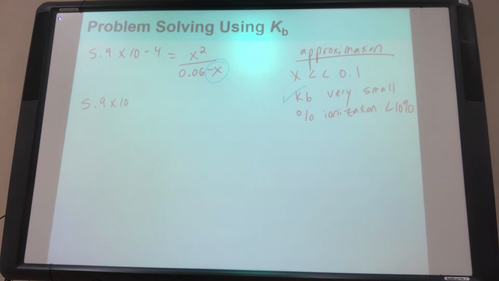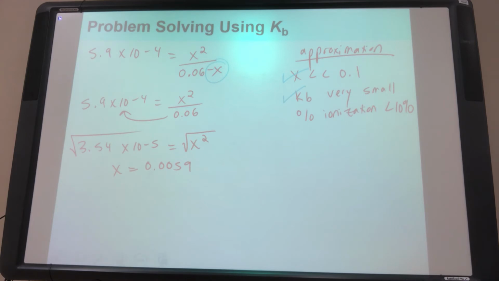5.9 times 10 to the negative 4 is equal to x squared divided by 0.06. Multiply that over, and you get 3.54 times 10 to the negative 5 is equal to x squared. Square root, and we get x is 0.0059. So now we could do our next assumption. The x had to be less than 0.1. It's 0.0059. So yep, we're good there.